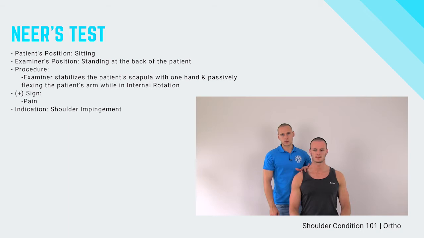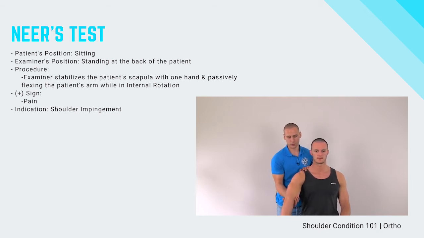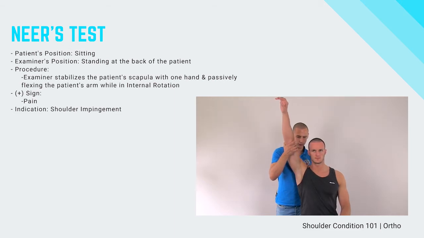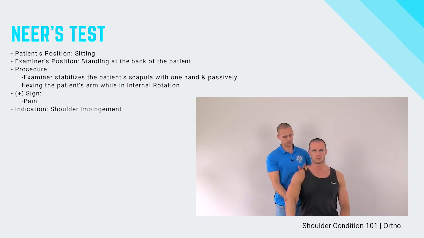And the third test is the Neer test, which is done to rule out shoulder impingement, where the patient is also either in sitting or standing position while the examiner stabilizes the patient's scapula with one hand and passively flexes the patient's arm while in internal rotation position. The test is considered positive when the patient complains of pain.